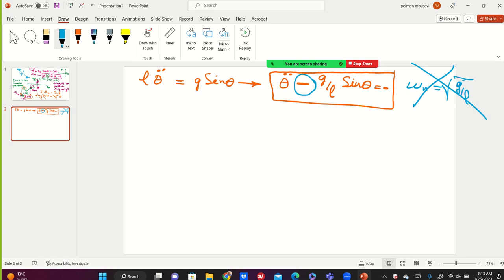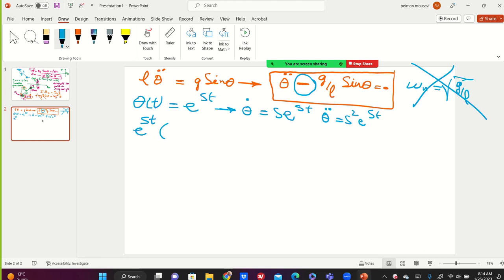Here I can't. Why? Because everything is based on trivial mathematics. Let me solve this. Your upper body motion again is e to the st. So you know that theta dot is s e to the st, and theta double dot is s squared e to the st. If you just replace here and factor out e to the st, as we did in the previous class, it is s squared minus g over L is 0. As I taught you, e to the st cannot be 0 because it yields a trivial solution. So what you get is s squared is g over L.